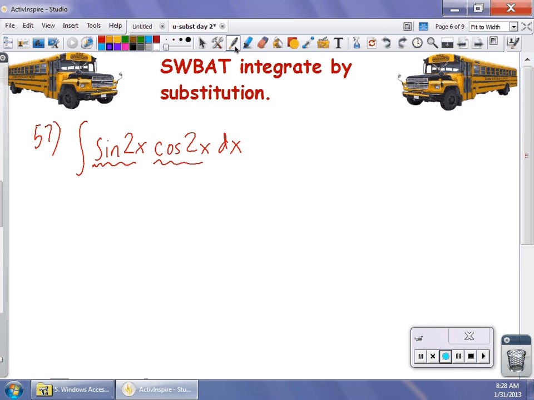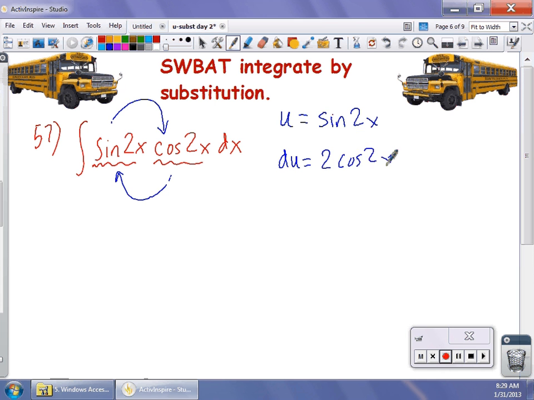This time I'm going to let u equal either sine of 2x or cosine of 2x. Now think ahead. The derivative of sine is cosine, and the derivative of cosine is negative sine. So it really doesn't matter which one I let equal u. I'll be okay either way. So I'm going to let u equal sine of 2x. The derivative of sine 2x is 2 cosine 2x by the chain rule. I don't need that 2, so I'm going to pull it out front and divide.